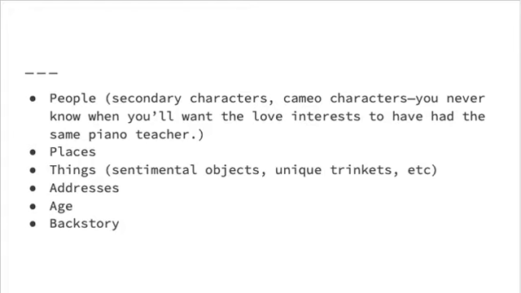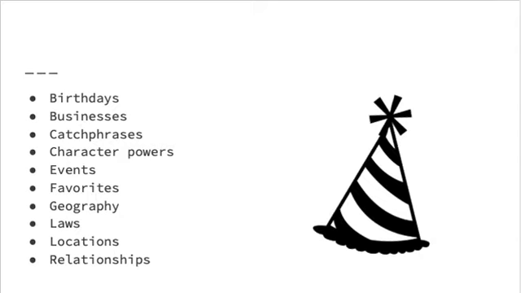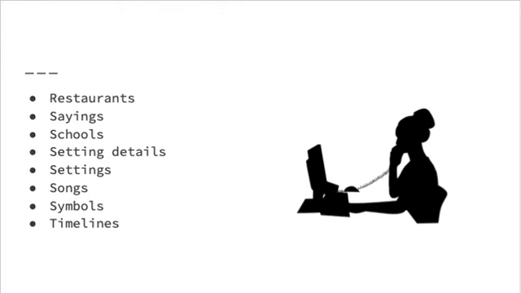Addresses, age, backstory. Birthdays, businesses, catchphrases, character powers, events, favorites, geography, laws, locations, relationships. Restaurants, sayings, schools, setting details, settings, songs, symbols, timelines. And be sure to see the accompanying spreadsheets to track your book and series.